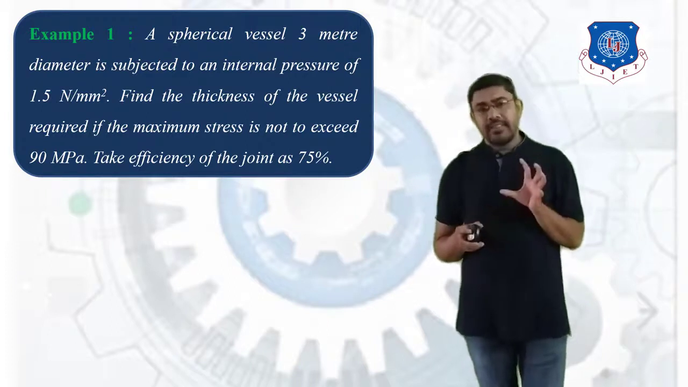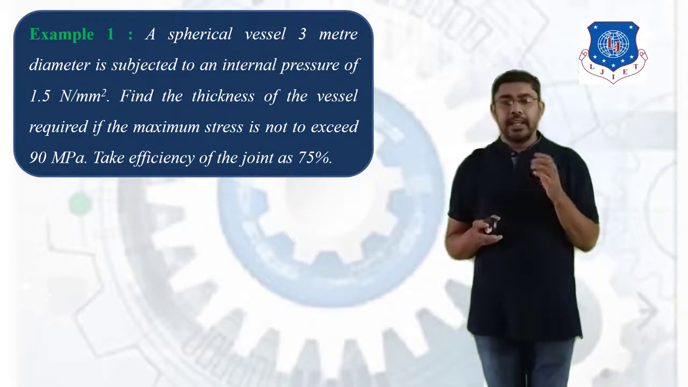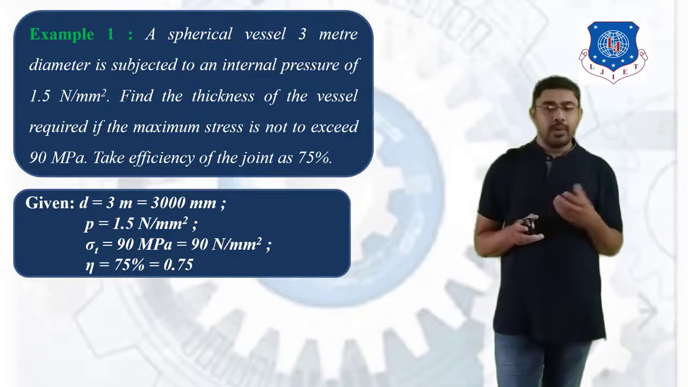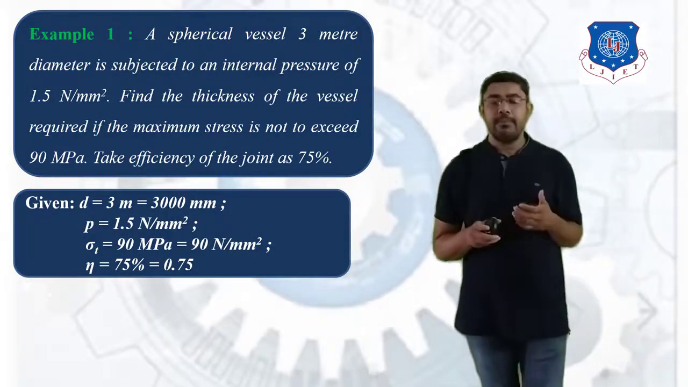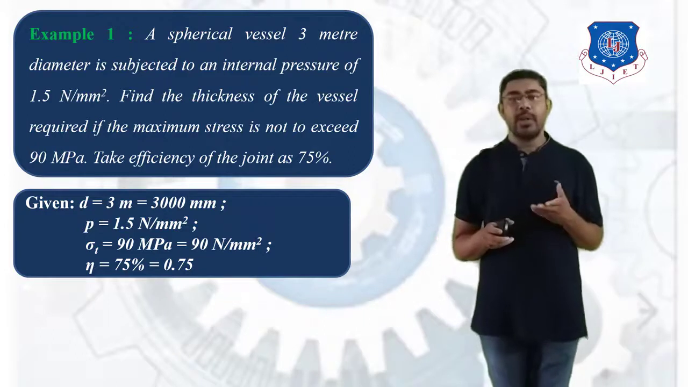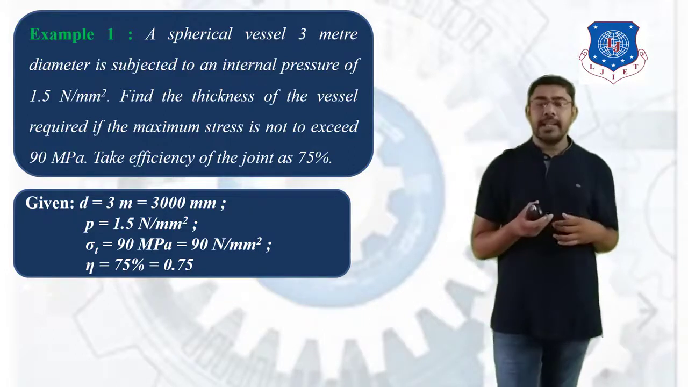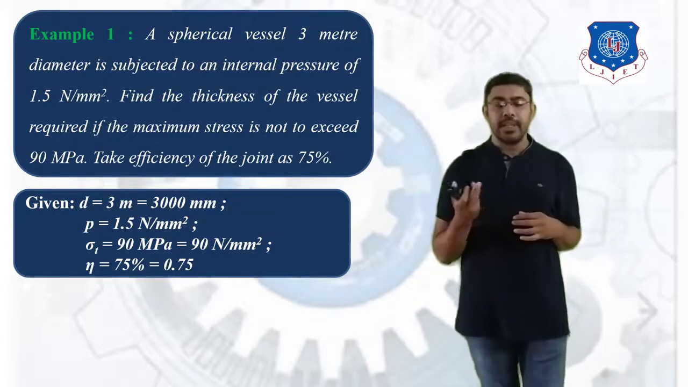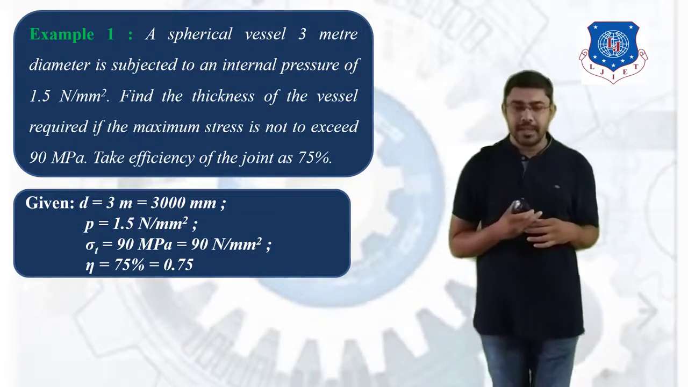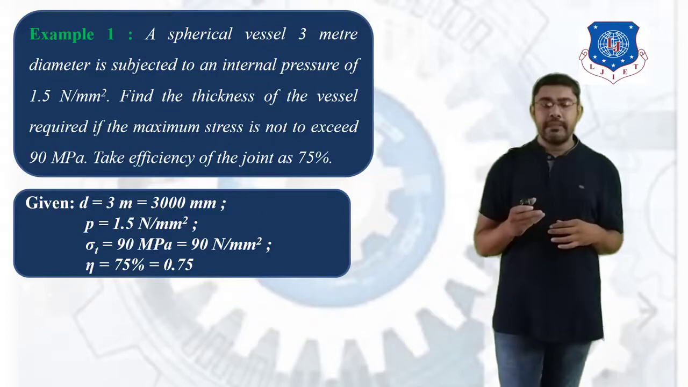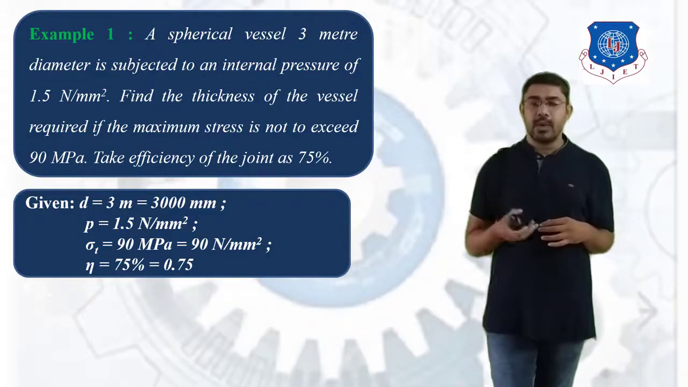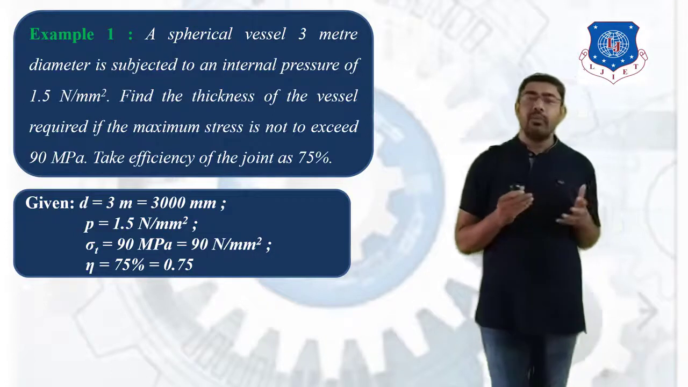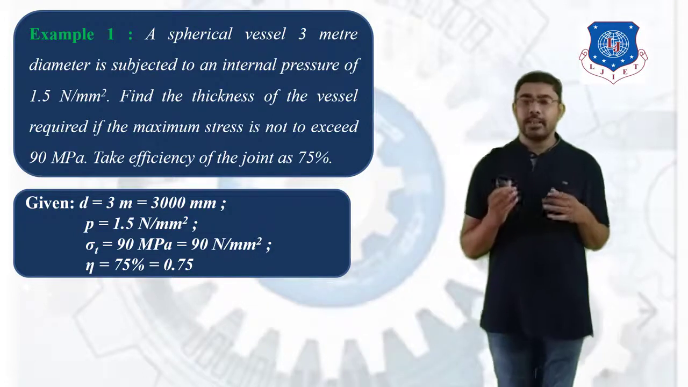So first we collect the data according to this problem. So here D is 3 meter, or you can say 3000 mm, P is 1.5 Newton per mm square, sigma T is 90 megapascals, or in terms of Newton per mm square 90 Newton per mm square, eta is equal to 75% or is equal to 0.75.